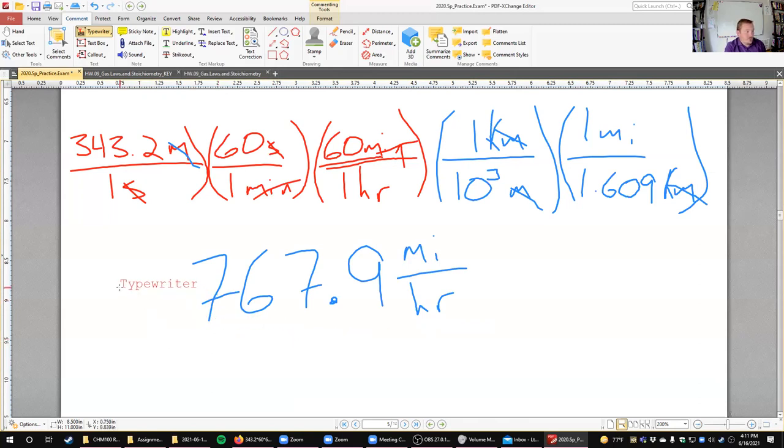And just for a reasonableness check, miles per hour is almost always pretty close to double the speed in meters per second. I got 766.8 miles per hour.